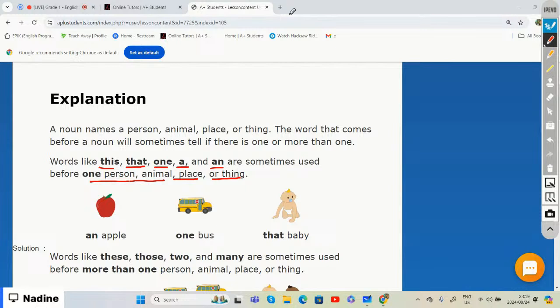And here we have an example. An apple, referring to one apple. Can you see there's only one apple that we see? I see an apple. I want an apple. May I have an apple? And that refers to one apple. And that word an we put in front of apple, because that is what you want. Apple is our noun.